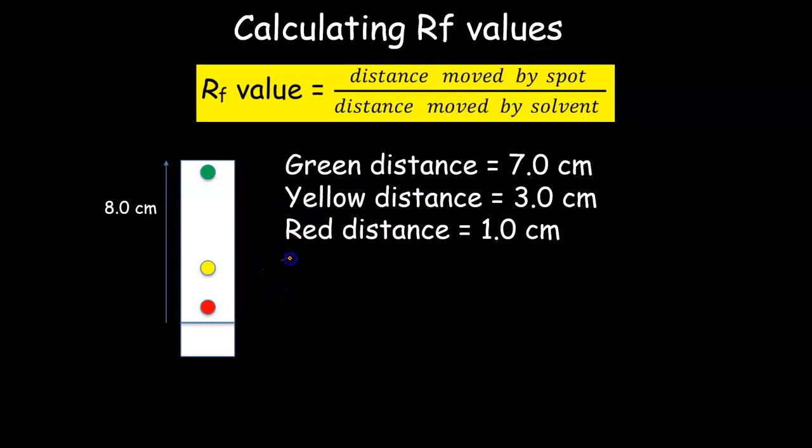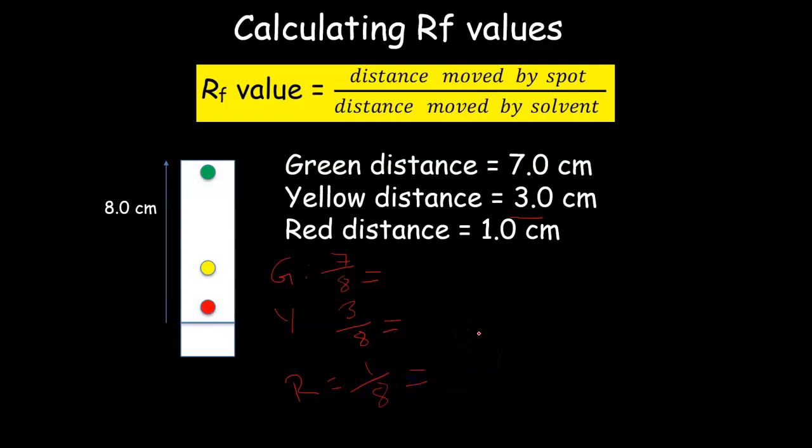So to do that, if we do it for green, first of all, I'm just going to write G here. So first of all, I'll do the distance moved by the spot, which in this case is 7. So I'll do 7, and then divide by 8, and that will give me my RF value. Okay, I haven't got a calculator at hand, but that's how you do it. And then for the yellow, same thing. The distance moved by the spot in this case is 3. So it'll be 3 divided by 8, which gives you a number. And then for the red dot, it's going to be 1 divided by 8, which again gives you another RF value.